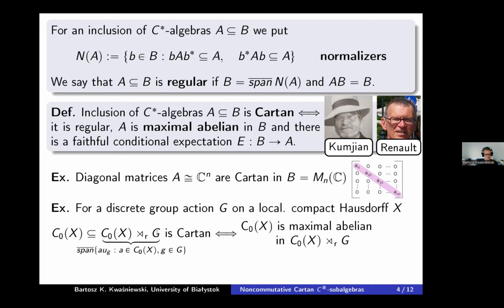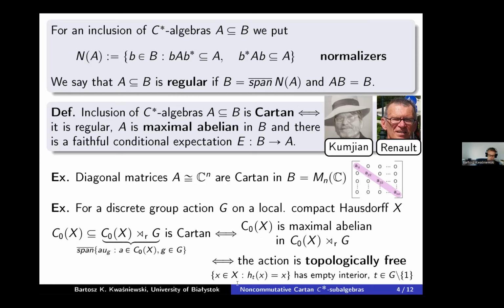So this inclusion coming from the group action, from the cross product, is Cartan if and only if this smaller algebra is maximal abelian in the larger one. And this is very well known to be equivalent to topological freeness of the action. So I would call the action topologically free if the set of fixed points of h_t, the homeomorphism corresponding to the group element t that forms the action, has empty interior for the non-trivial elements of the group. So this is very well known.